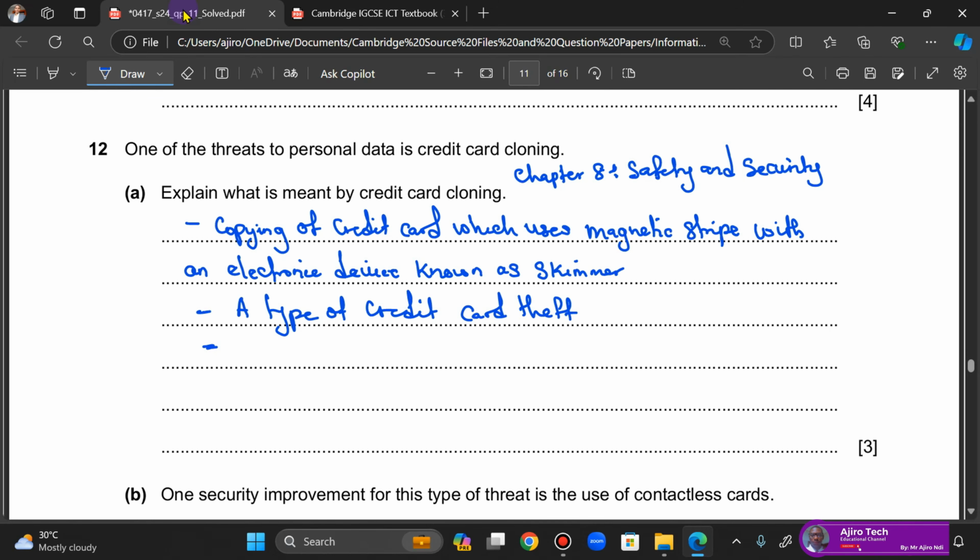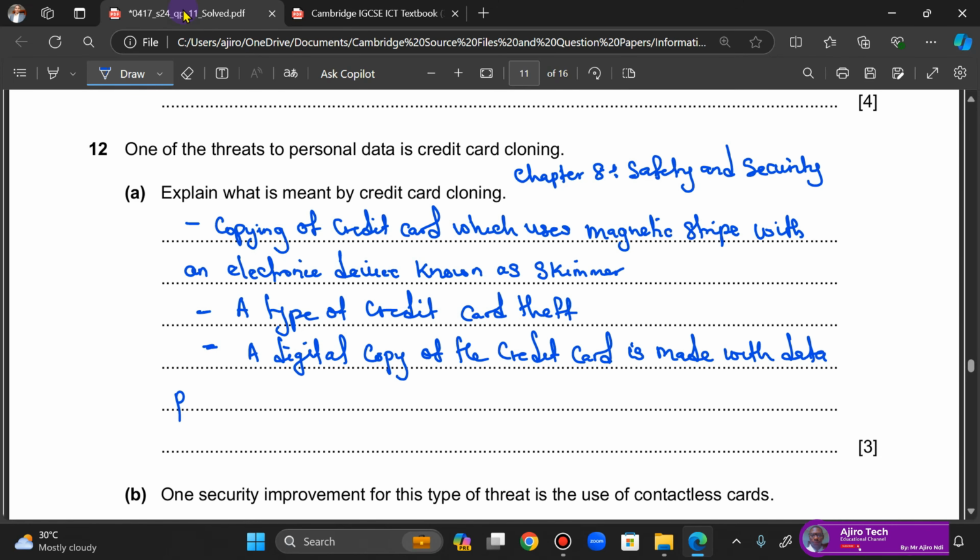It uses this, and then a digital copy of the credit card is made with the data placed on a new blank card.